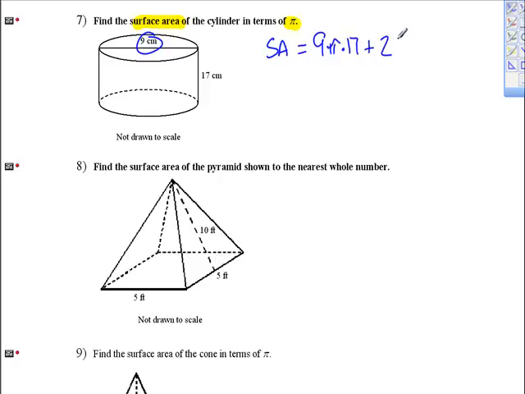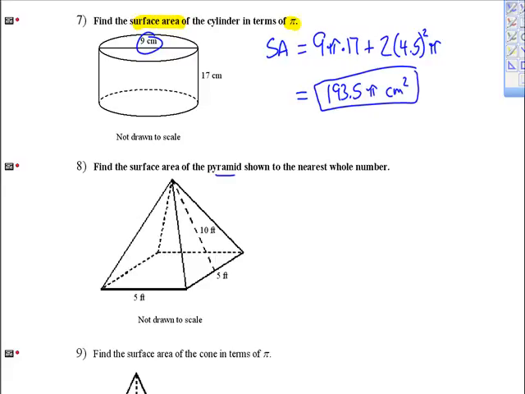The area of those would be pi r squared. If the diameter is 9, the radius is 4.5. Square that times pi. If I throw this in a calculator, I get 193.5 pi square centimeters.